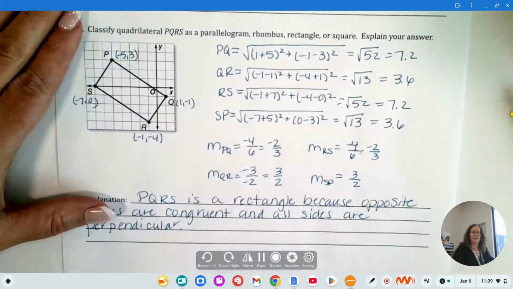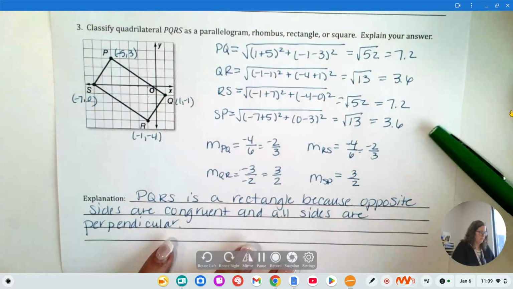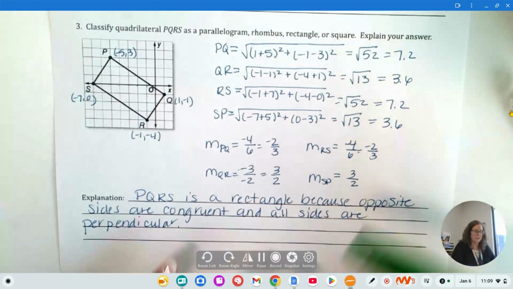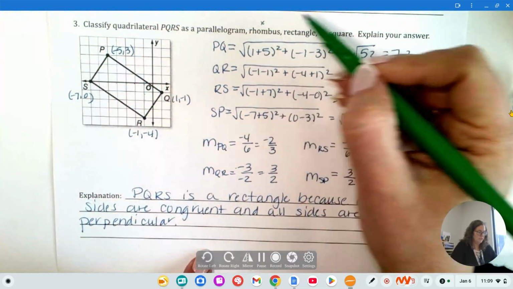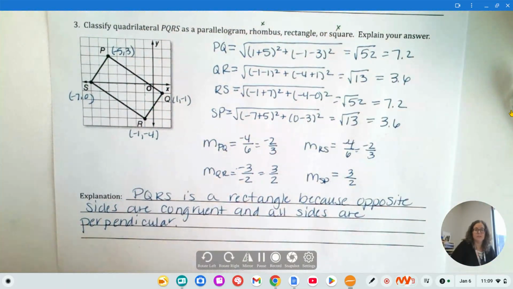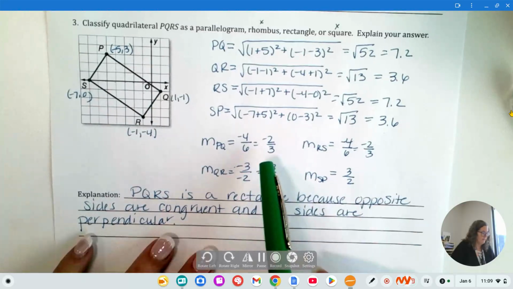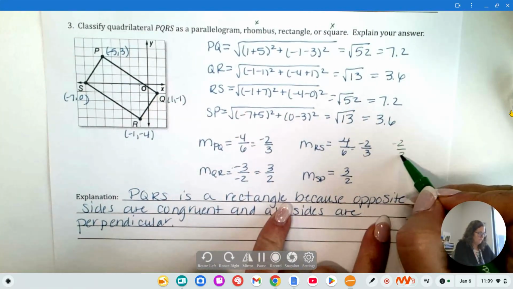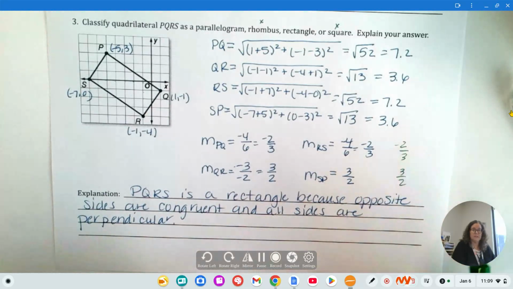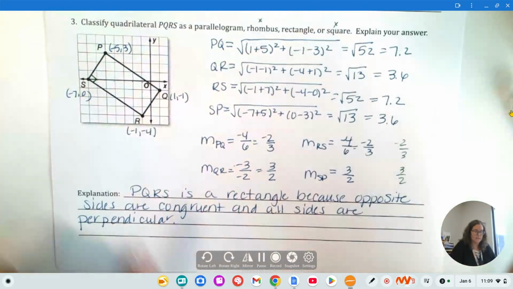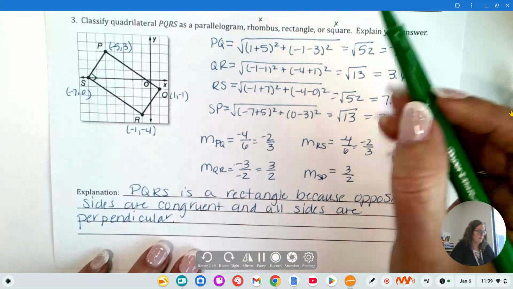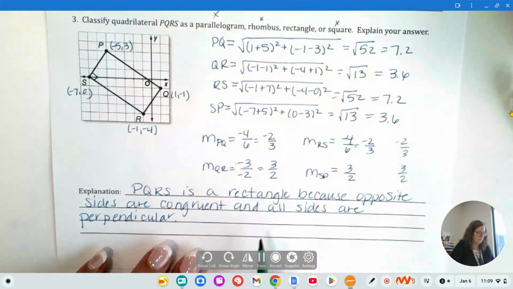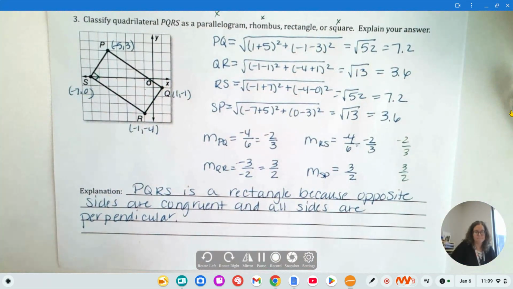All right, and now here is your answer for this one. So we have opposite sides are congruent. So now again, you can show that it's not a rhombus and it's not a square, okay? And then you have opposite reciprocal slopes because we have -2/3 and we have 3/2. So that means it makes 90-degree angles. They're perpendicular. So that means that it's not just a parallelogram, it is a rectangle. All right.